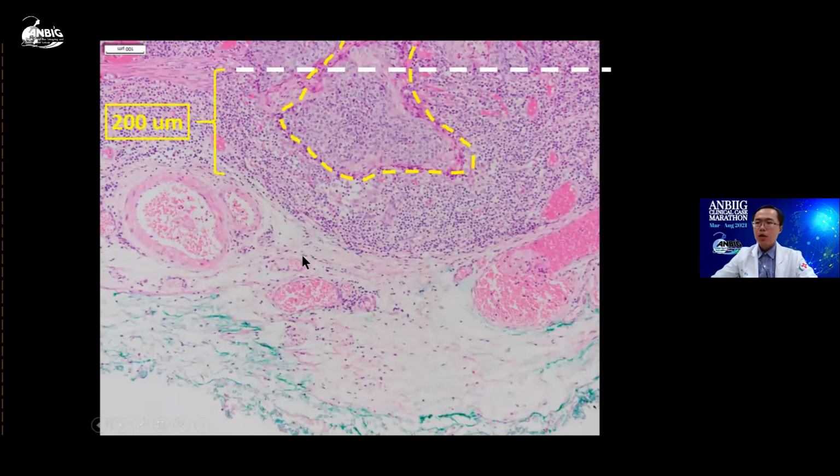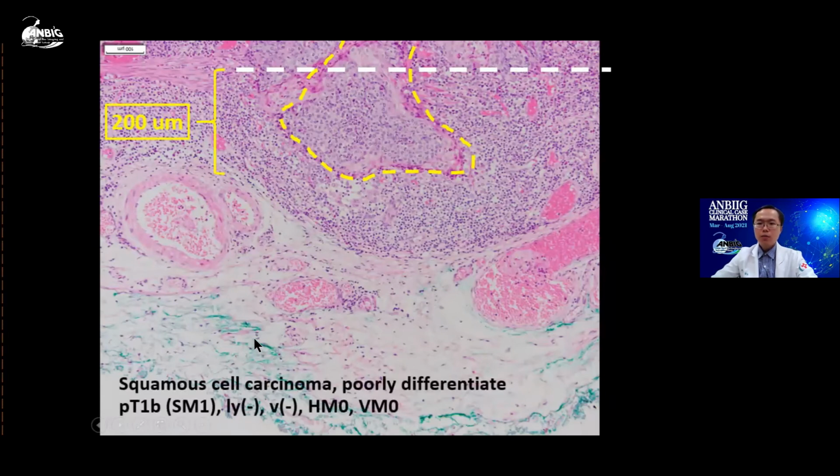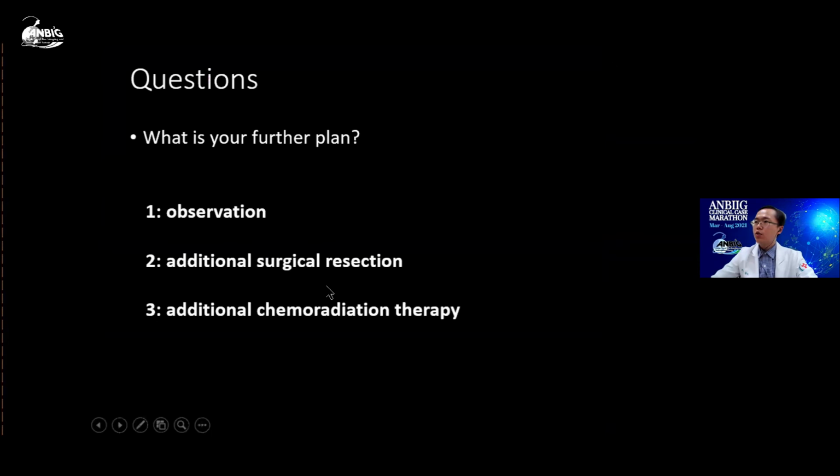There was no lymphovascular invasion, and the vertical and horizontal margins are free. So the final pathology diagnosis was poorly differentiated squamous cell carcinoma, pathology stage T1b SM1. So what's your further plan for this patient? Please vote.